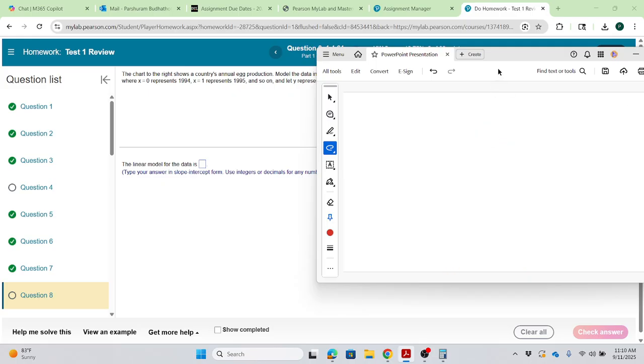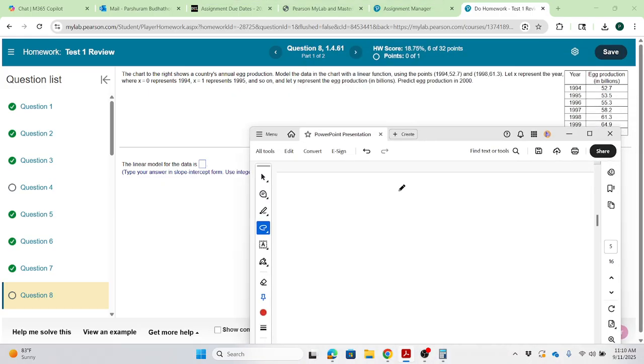So 1994, remember this is starting here, which is 1994, which is 0. 1 means 5, 2 means 6, 3 means 7, 4 means 8, 5 means 9, 6 means 10, and keep going like that. So in 1994, it's 52.7 billion. So 1994 means 0. This is the point we need to use, 0, 52.7.